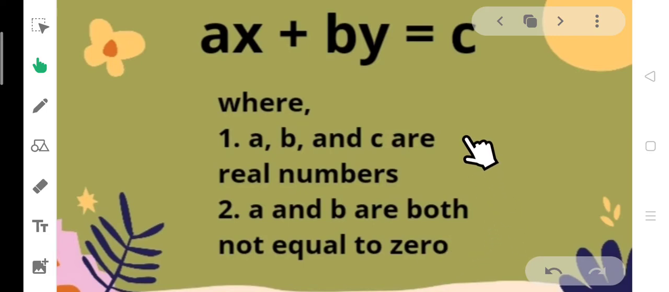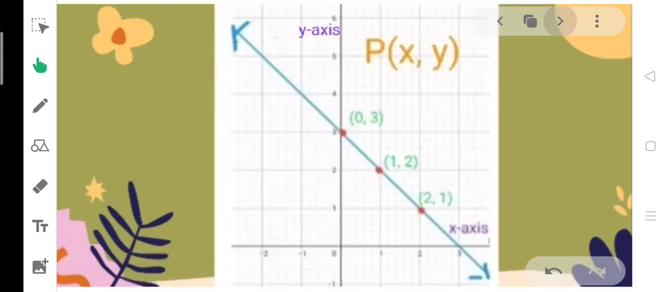Okay? So, remember the conditions. a is the coefficient of x, and for the coefficient of y, we call that b. And for the constant, it is c. Okay? Now, for example, we have this one.